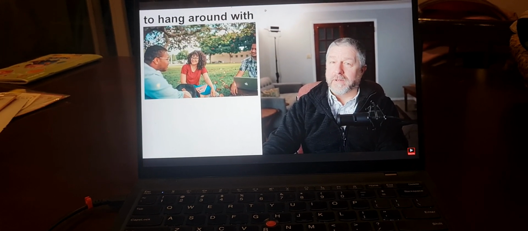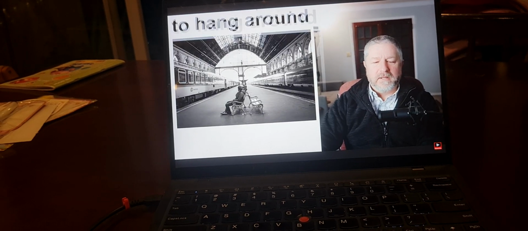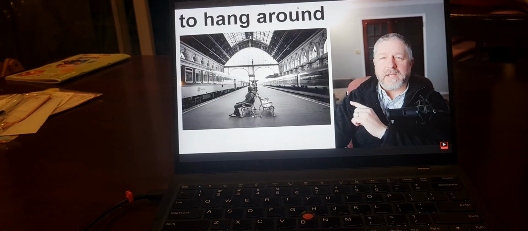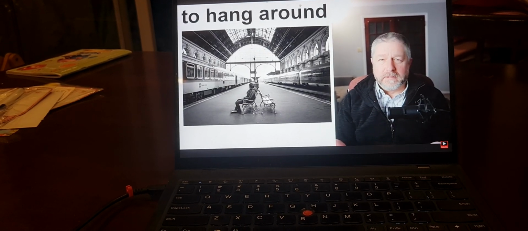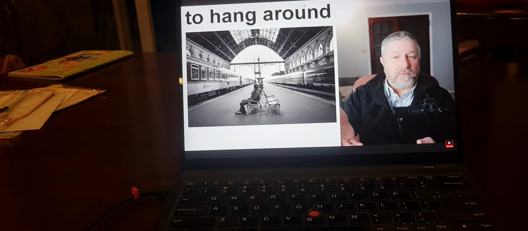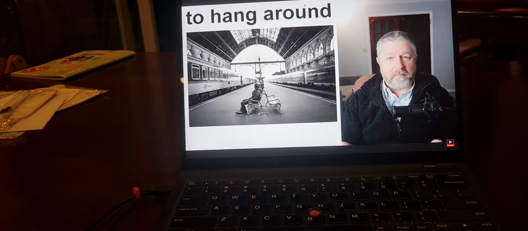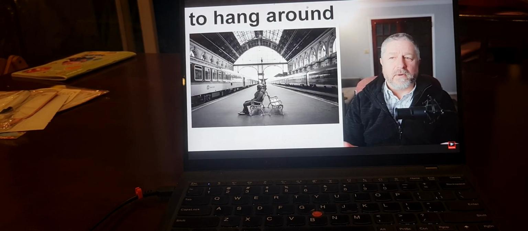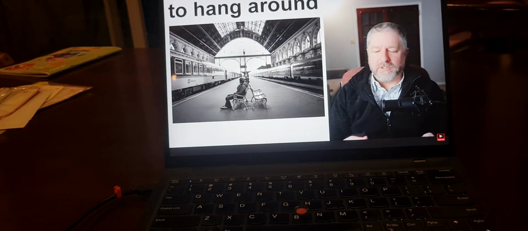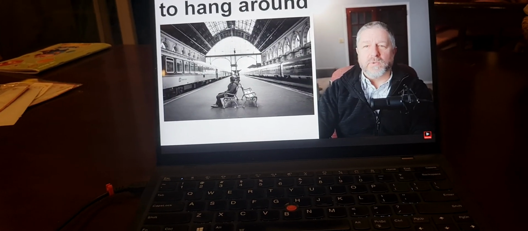To hang around and to hang around with. So to hang around simply means to wait. This person's arrived on a train and maybe they're waiting to get picked up. So they're just going to hang around at the train station for a while. I know one time I went on a trip and I landed. My uncle was going to pick me up from the airport, but I had to hang around for about an hour and wait for him. So to hang around sometimes means to wait.